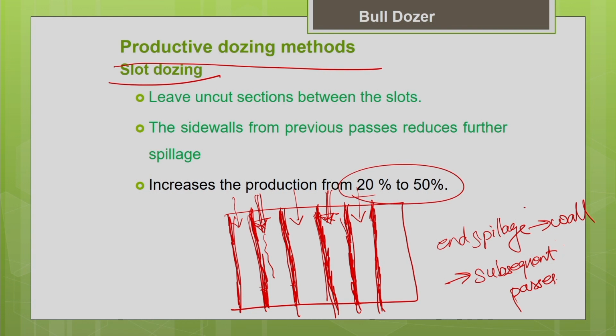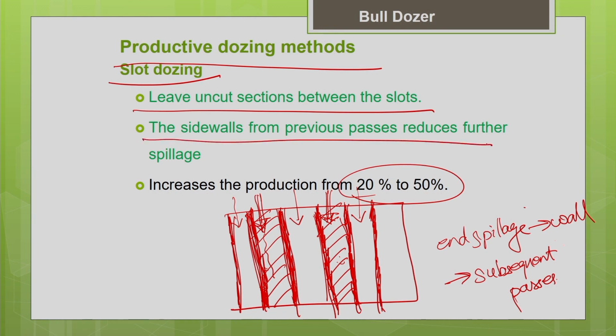So basically, you are going to leave some uncut sections between the slots. These are the uncut sections. You have left the gap between the slots. First you finish these slots, then come back to this uncut section. When you do this section, the earlier passes' spillage will act like a wall for this passage. This will further prevent the spillage. So the side walls from the previous passes reduce further spillage, and this will increase production, as I told you, by 20 to 50%. This is one method which is commonly followed to reduce end spillage and increase the productivity of the bulldozer.